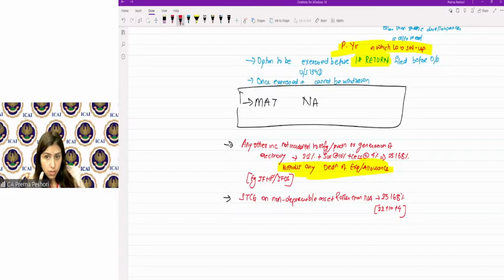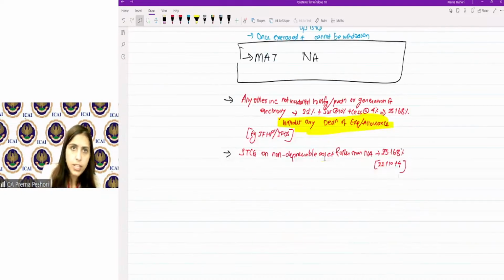And this transaction will be considered as a specified domestic transaction under section 92BA. Therefore, what will happen? The transfer pricing provisions shall be applicable and arm's length price shall be applicable over here. And if it is found by the AO that the excess profits are being transferred, then the excess amount will be taxed at 30%.